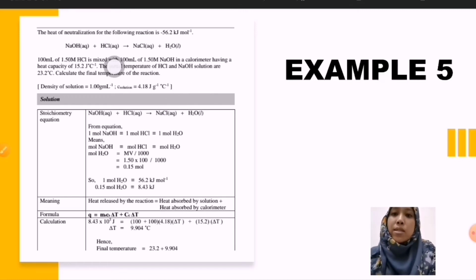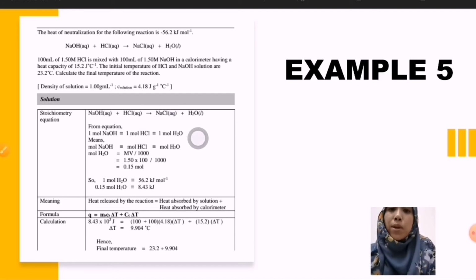So NaOH plus HCl selalunya akan menghasilkan solution lah. Okay, so sekarang ni proses ni akan membebaskan heat. So heat released by the reaction is absorbed by solution and the calorimeter. Okay, sebab kedua-dua maklumat ni dibagi, so kita kena ambil kira lah dalam pengiraan heat. Okay, for neutralization reaction, you have to write the balanced chemical equation first. Okay, and then from the equation, 1 mole NaOH is equivalent to 1 mole of HCl and it is also equivalent to 1 mole of H2O.